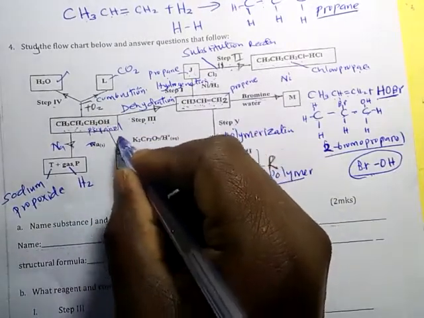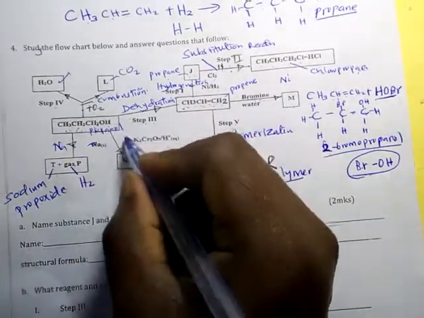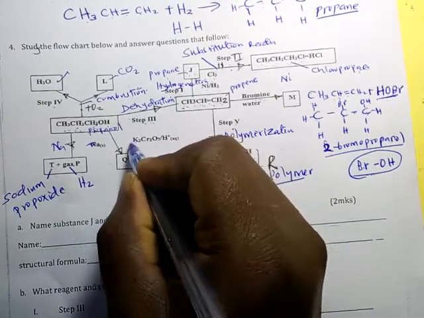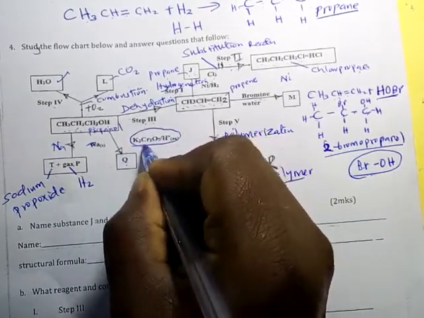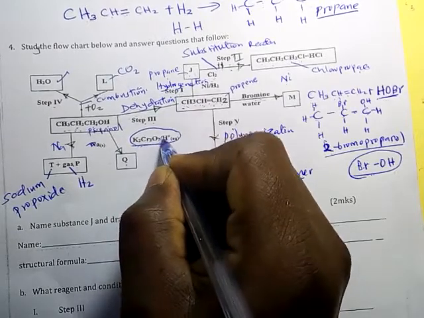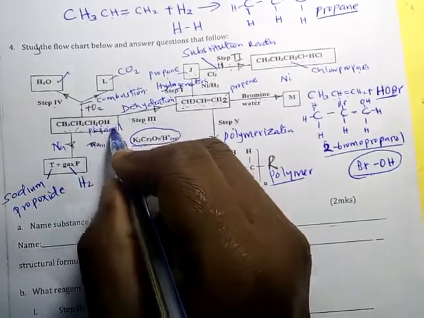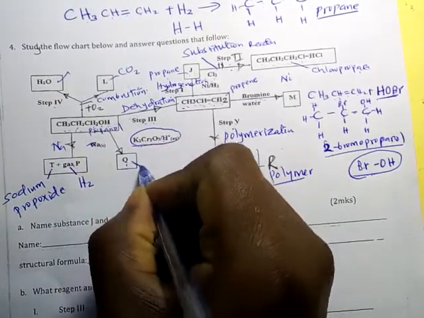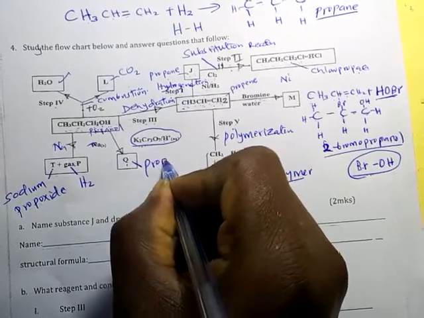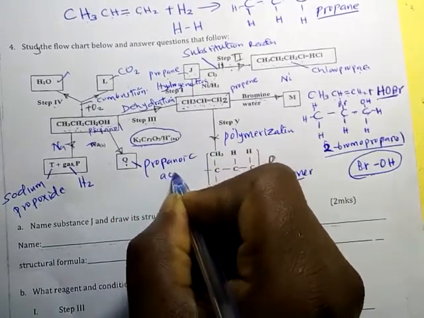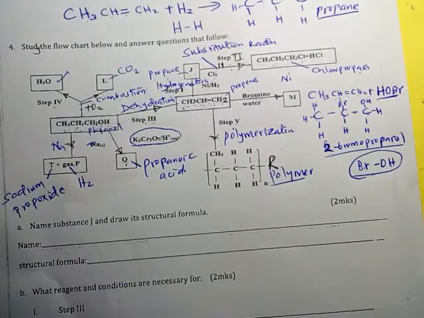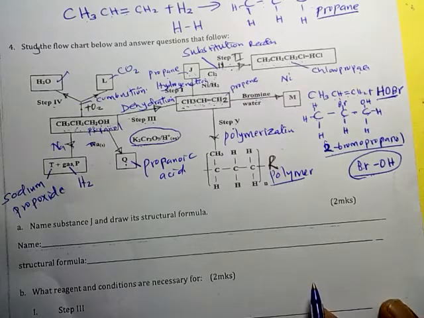There is another step here downwards which is not indicated. So it's the formation of Q, but we are adding an oxidizing agent. Acidified potassium permanganate or dichromate is an oxidizing agent. So propanol will be oxidized to form Q, and Q is propanoic acid. So this is how you analyze the flow chart in organic chem before even going to answer the questions.